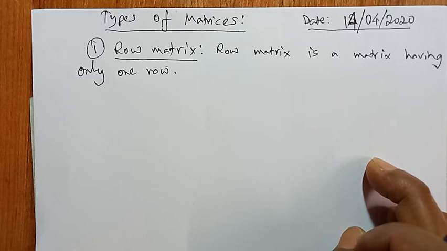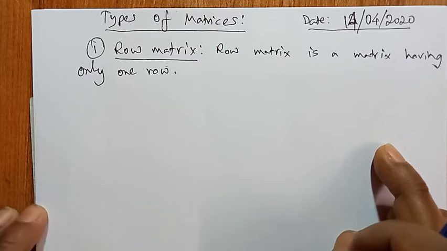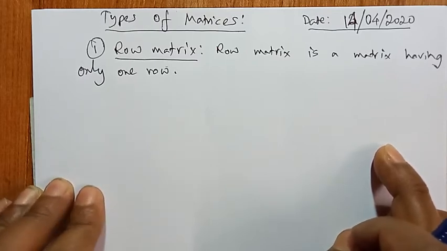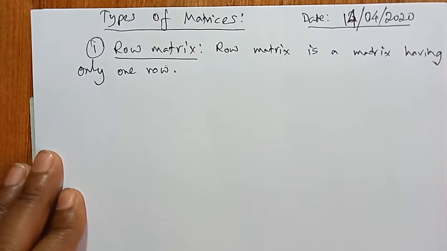Last class we discussed the basics of matrices, that was the definition of matrices, and apart from that we discussed the different orders of matrices. And after that, today we are going to study the types of matrices. So when we discuss the different types of matrices, the first type is the row matrix.